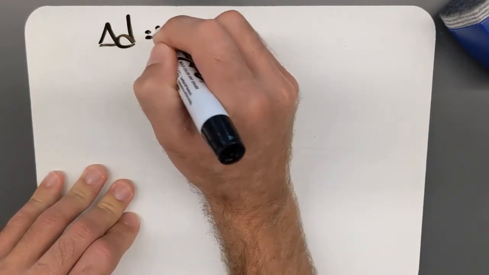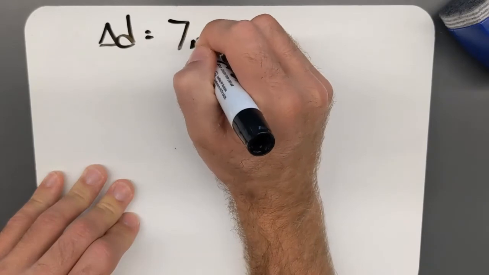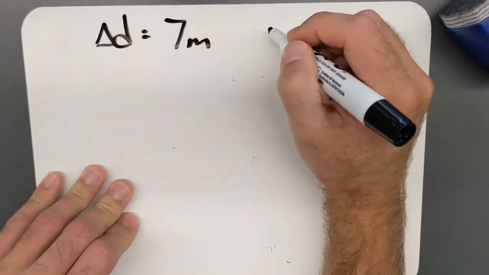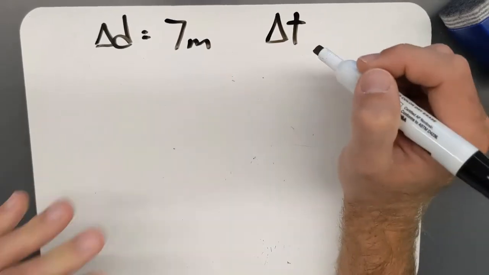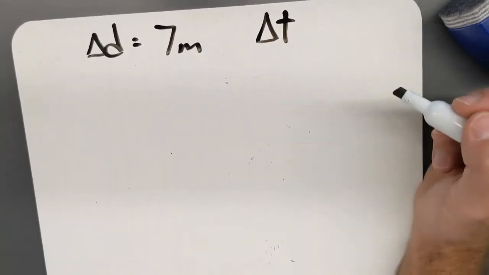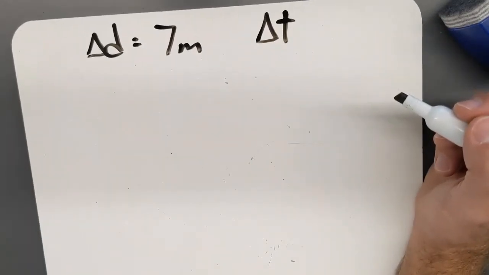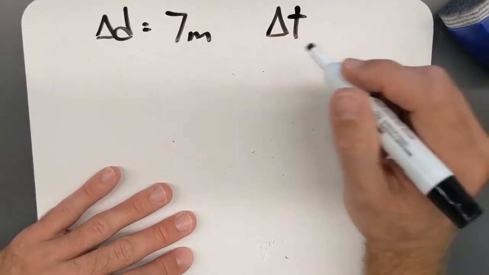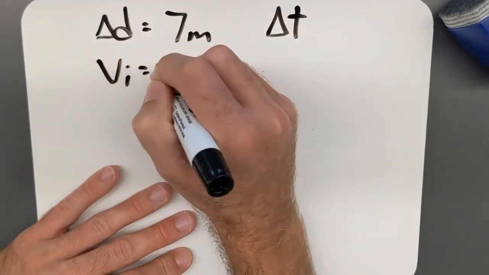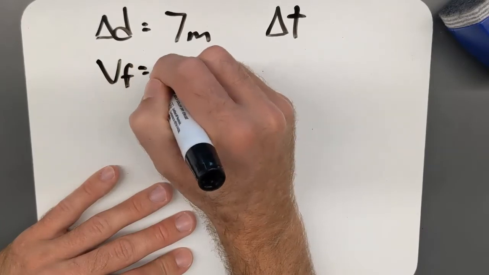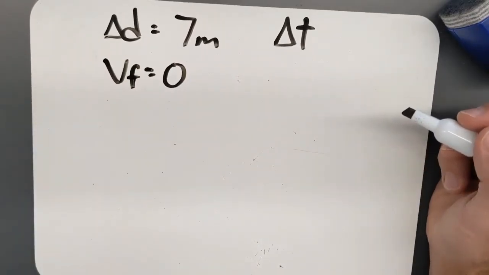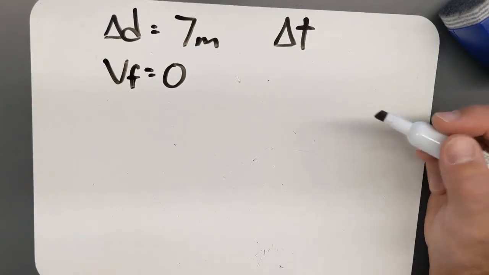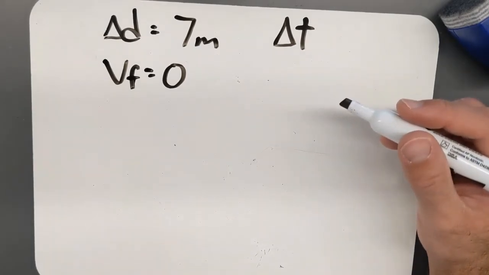I read that wrong. Distance is equal to 7 meters, all right? But I need its time. I also, and that's all I have. So maybe we're stuck here. I don't know, let's figure this thing out. The one other thing I do know is V final is equal to 0, because he has to slam on his brakes and he's going to come to a rest in that amount of time, all right?